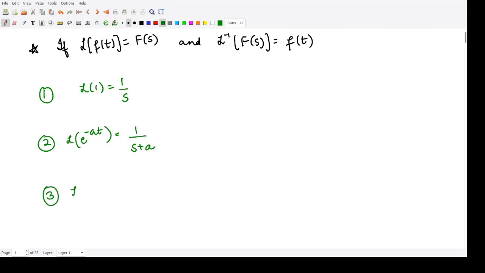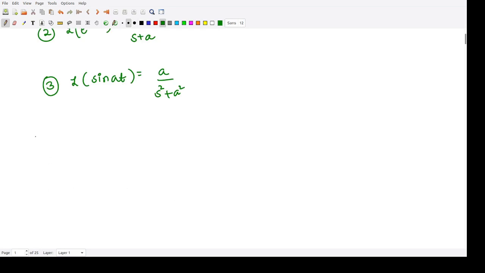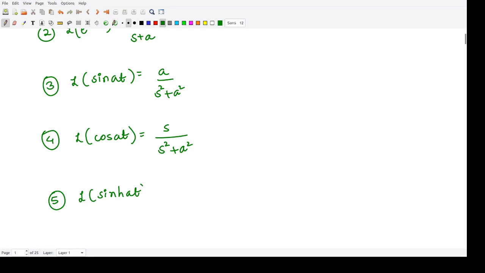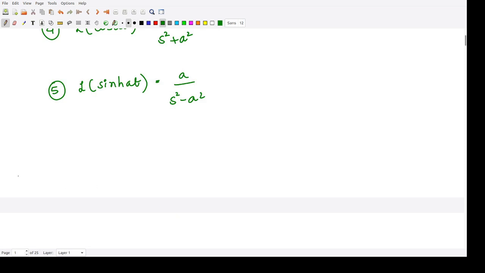The Laplace transform of sin at, that was a divided by s square plus a square. Then we had the Laplace transform of cos at, that is equal to s divided by s square plus a square. Then we had the Laplace transform of sin hyperbolic at, that was equal to a divided by s square minus a square. And then the Laplace transform of cos hyperbolic at, it was equal to s divided by s square minus a square.